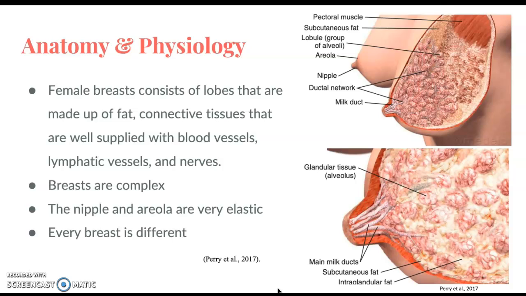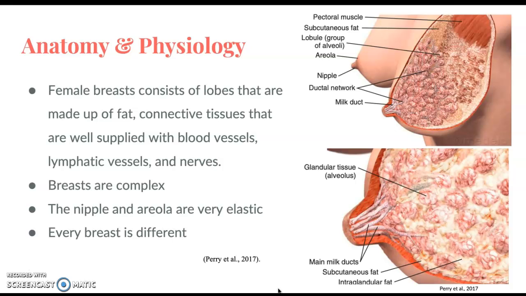Female breasts consist of lobes that are made up of fat and connective tissues that are well supplied with blood vessels, lymphatic vessels, and nerves. Within each lobe is glandular tissue consisting of alveoli, the milk-producing cells surrounded by myoepithelial cells that contract to send the milk forward to the nipple during milk ejection. Each nipple has multiple pores that transfer milk to the suckling infant.